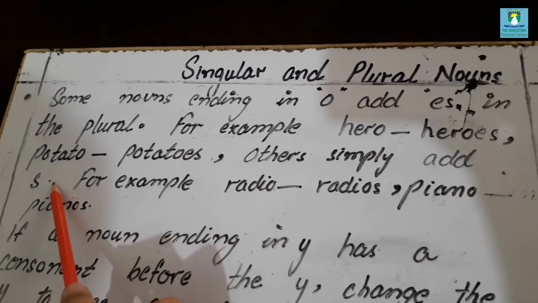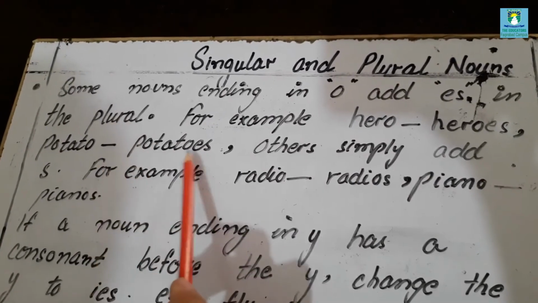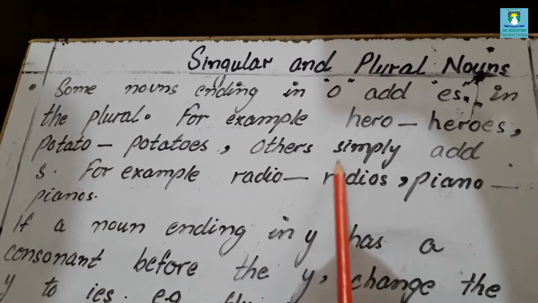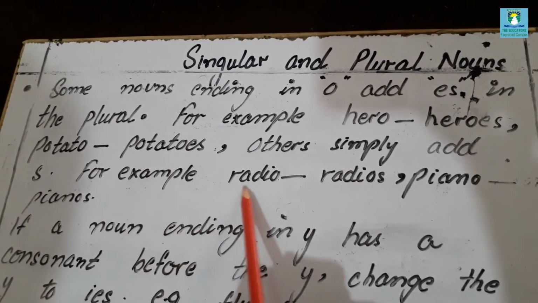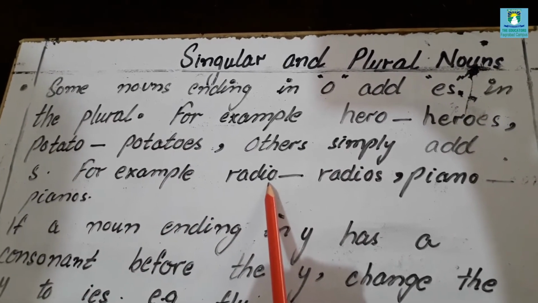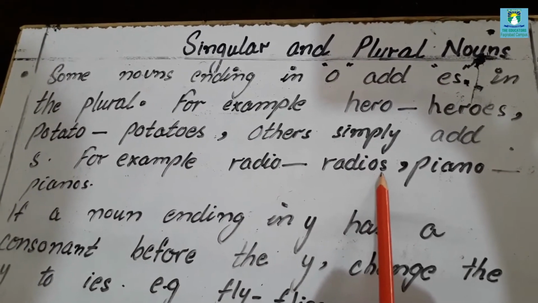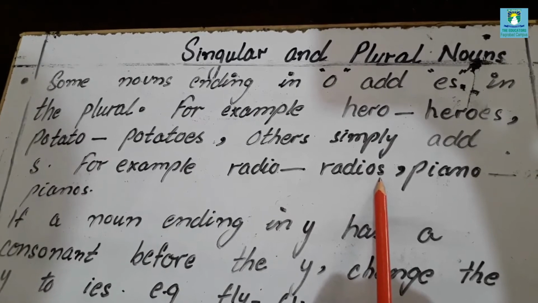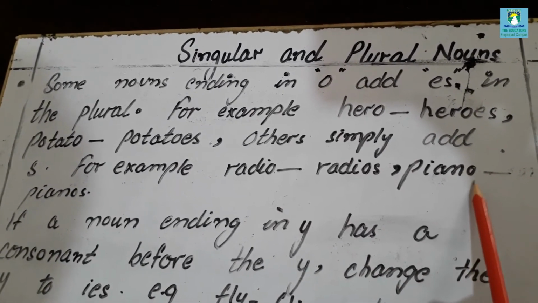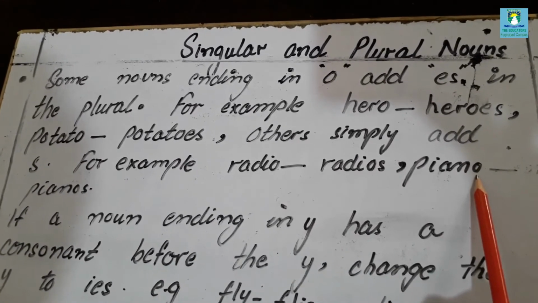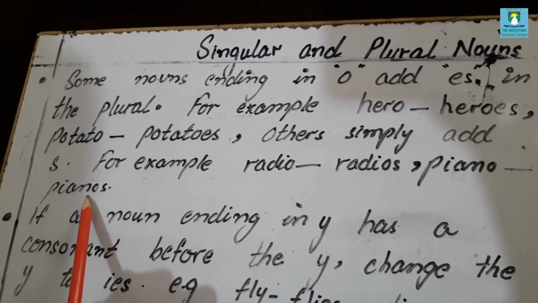It is not necessary that all nouns ending with o will be made plural by adding es. Some are made plural simply by adding s. For example, radio. You can see radio is ending with o, but in plural form we don't add es, we just simply add s. Piano. Piano is ending with the letter o, but in plural form we didn't add es, we simply add s to make it plural.